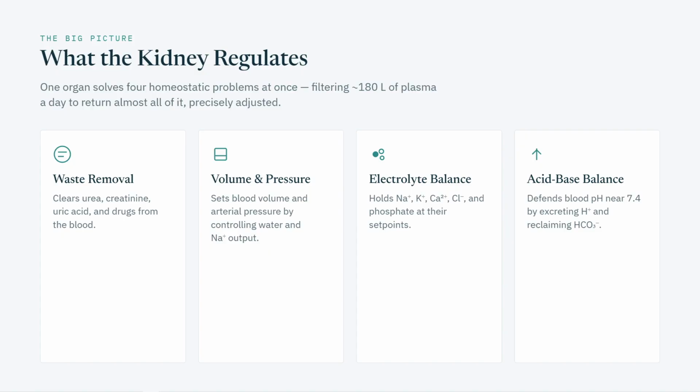Here's the key insight for the whole module. The kidney accomplishes all 4 of these using the same basic machinery, forming urine. Change what ends up in the urine and you change the blood. Everything from here is just the details of how it decides.